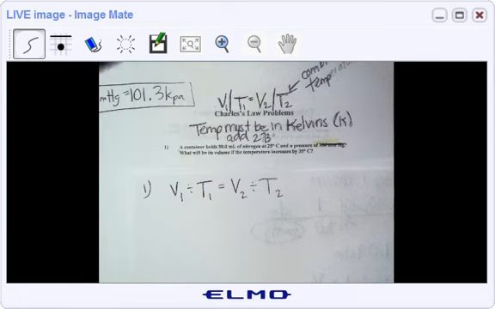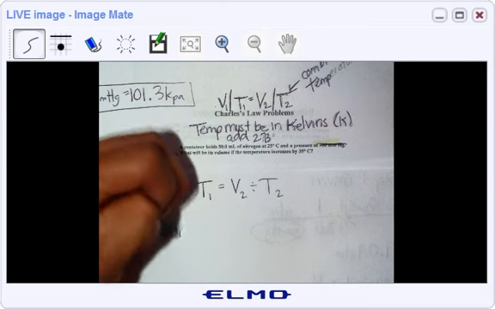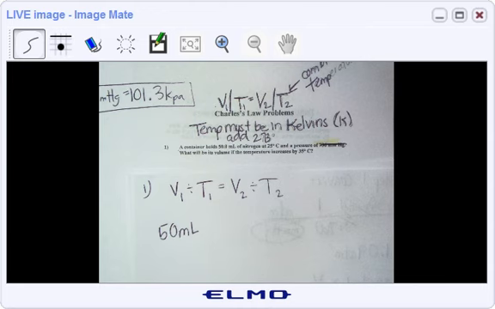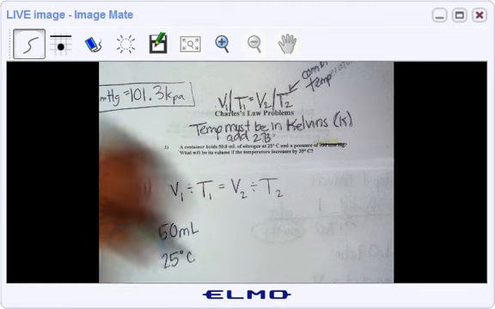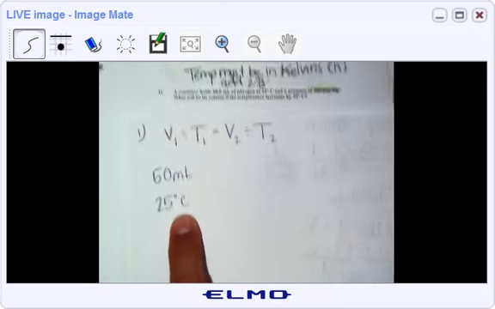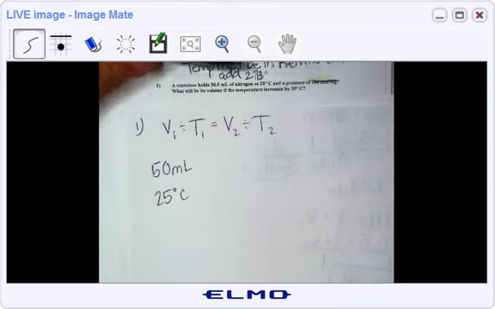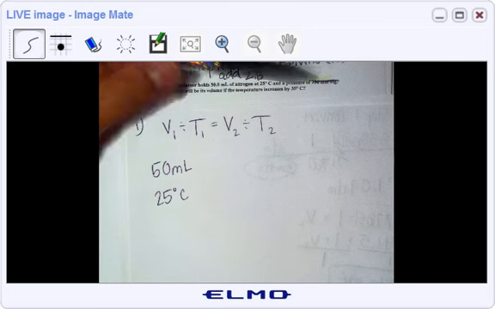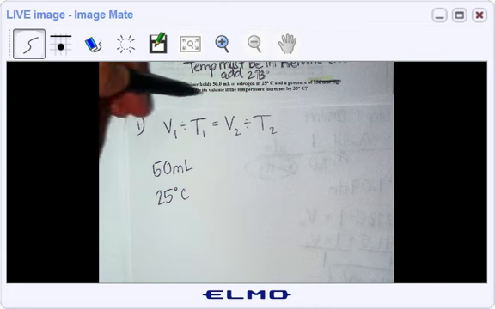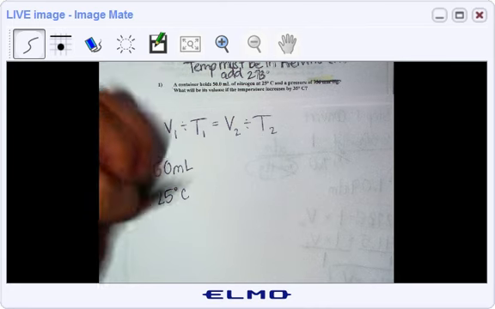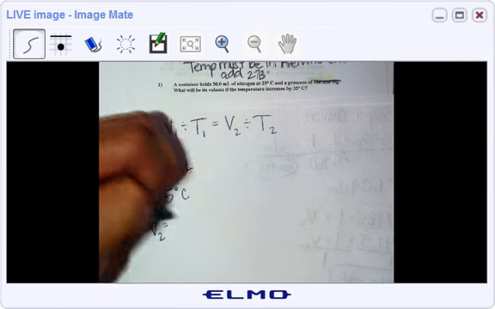Let's get my values. It says a container holds 50 milliliters of nitrogen at 25 degrees Celsius. For this particular formula, for Charles' law, do we need the temperature? Yes. We'll talk about converting Celsius to Kelvins in just a second. And it has a pressure of, I crossed it out because in this formula we do not need pressure. What will its volume be? Okay, so V2 is what we're trying to figure out.